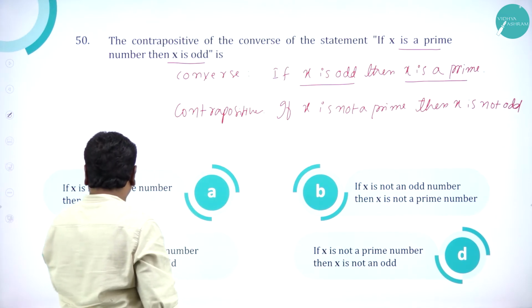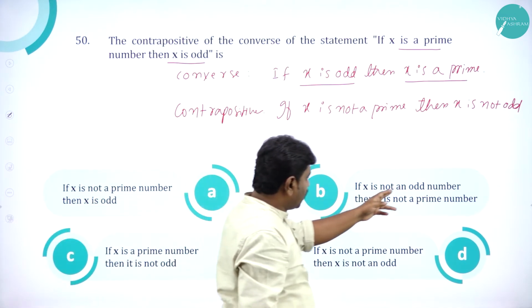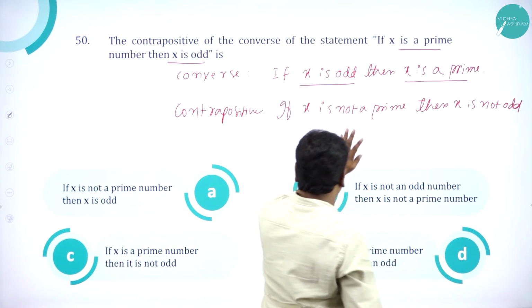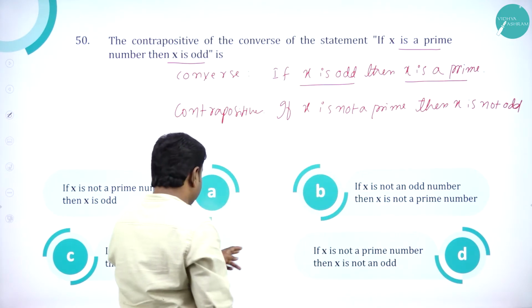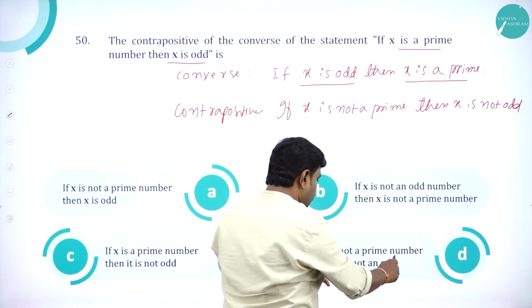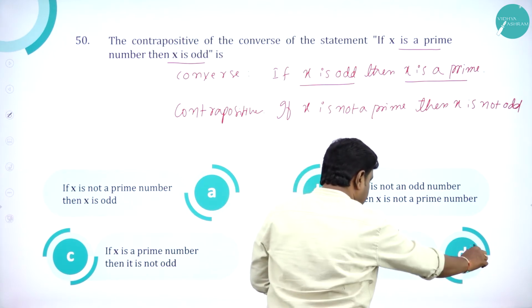X is not a prime, x is odd, they told, no. X is not an odd number, no. We want the first statement as x is not a prime. So x is a prime, ruled out this. X is not a prime, then x is not an odd, yes.